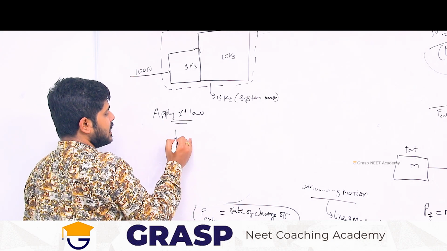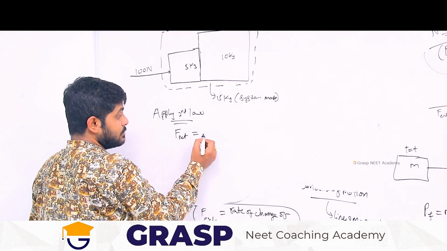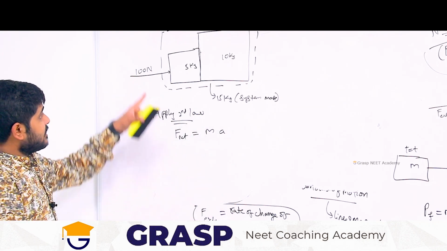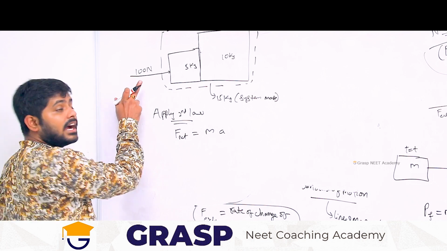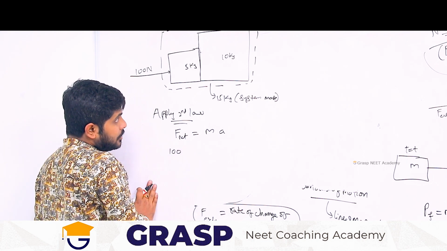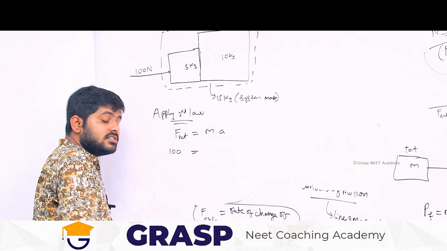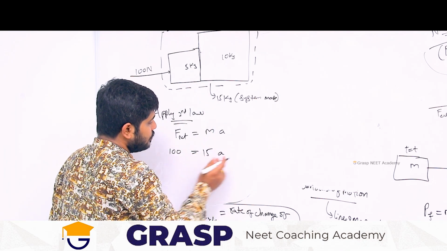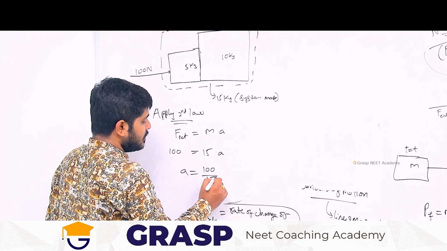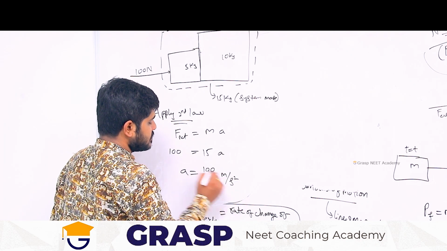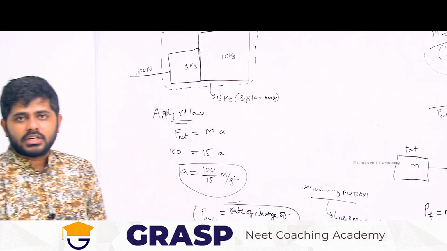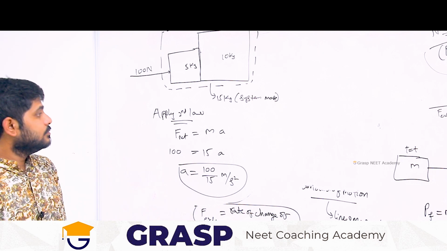How will we apply the second law? F net acting on a system is equal to the mass of the system times the acceleration of that system. What is F net acting on this total system? Only 100 Newton, no? So this F net we will consider as 100 Newton equal to the mass of the system, 15, times a. Therefore a is 100 by 15 meter per second square. With this acceleration the total system is moving. So this is one more example.